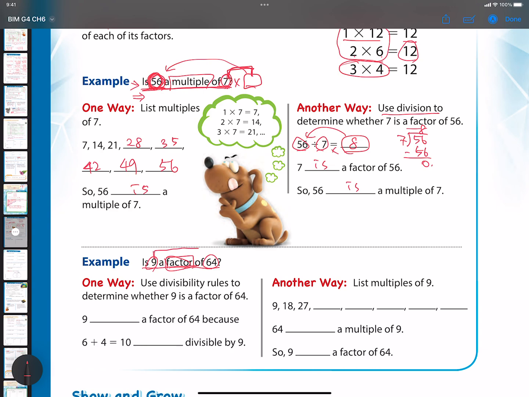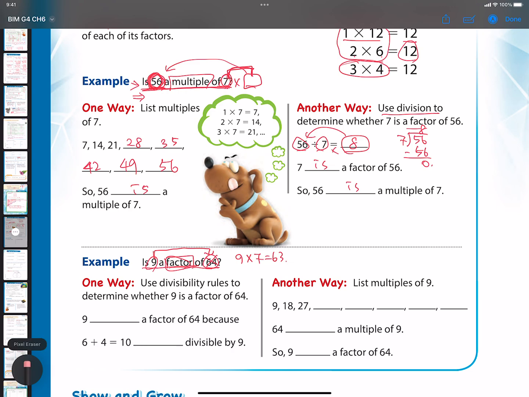Is 64 a multiple of 9 or not? That's the question. Is 64 a multiple of 9? That's the same question. So when you take a look at the times table, we know 9 times 7 is 63. That means 64 can't be the fact. 9 is not a factor of 64.